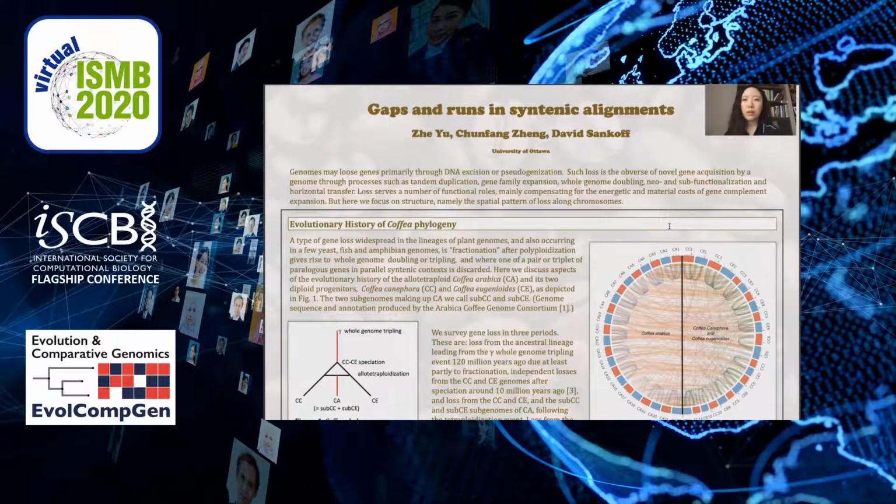Gene loss is the obvious consequence of novel gene acquisition by a genome through processes such as whole genome duplication. During gene loss events, some of the copies of a gene will be deleted by functional or structural mechanisms. This process offsets the energetic and material cost of gene complement expansion.